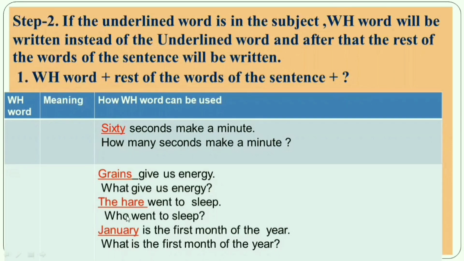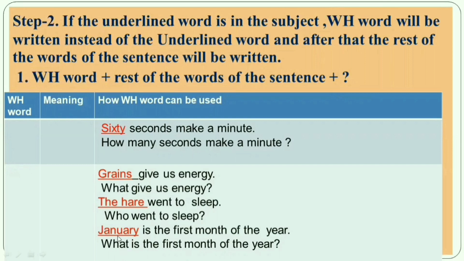And third, the hare went to sleep. So my dear student, look at the underlined word. The underlined word is the hare. It indicates a person, okay? And it is in the subject. So instead of the underlined word, the WH word will be who. And as it is in the subject, all the words will be written after that. So who went to sleep? And at last, a question mark will be given.